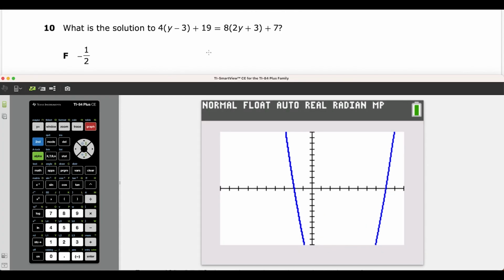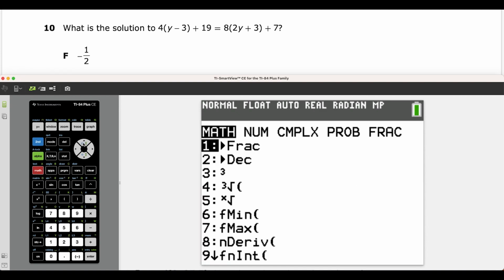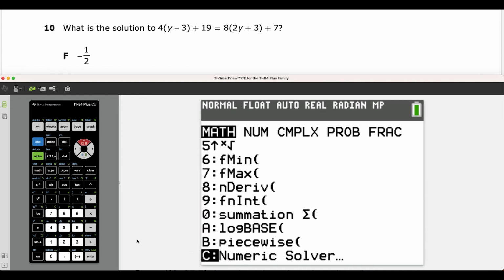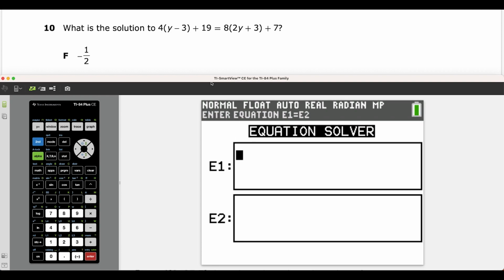All right, question 10. If you can't do the algebra, this trick should totally be illegal. But if you're allowed this calculator, press math. You go up to option C here, numeric solver. And on the left side here, the left side of the equation will be E1. So we could type in our equation. They won't mind in the calculator if we put an x instead.